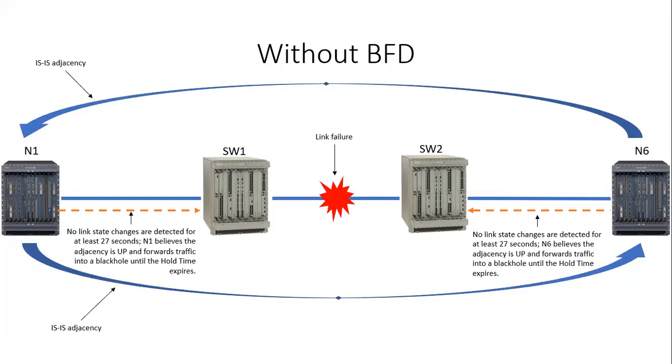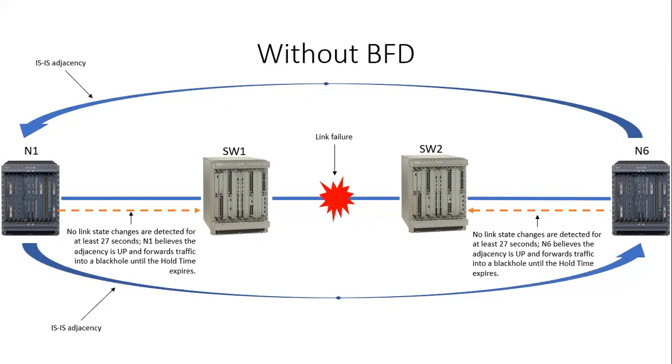Now, once the hold down timer expires, the protocol itself, ISIS, does tear down the adjacency. And once that adjacency is torn down, it recalculates the shortest path to wherever it's destined, updates its link state database, then floods that update to its adjacent neighbors. But again, that process takes 27 seconds.